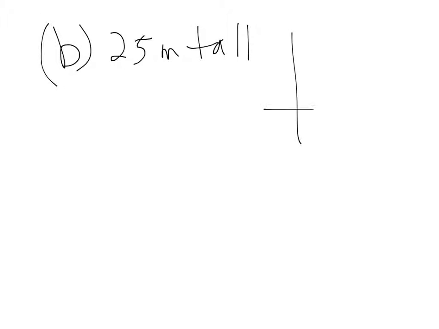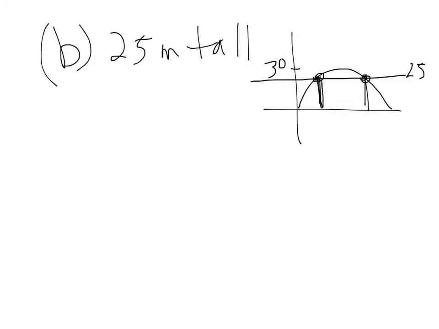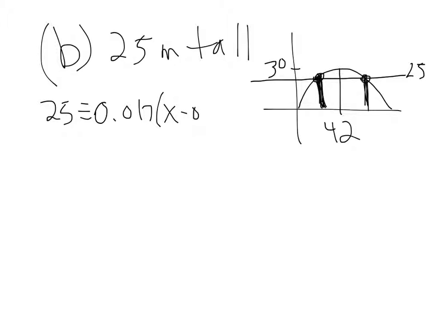So what I'm trying to figure out is, if that's 25, I need to figure out those intersection points. The vertex is at 42. So I need to figure out when the graph is equal to 25, when the y value is 25. In other words, 25 equals negative 0.017 times (x minus 0)(x minus 84).